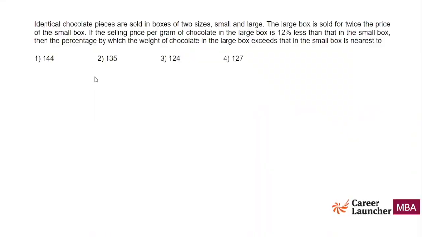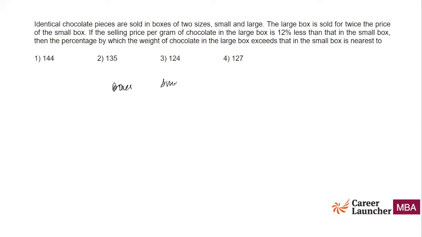Identical chocolate pieces are sold in boxes of two sizes, small and large. The large box is sold for twice the price of the small box. If the selling price per gram of chocolate in the large box is 12% less than that in the small box, then the percentage by which the weight of chocolate in the large box exceeds that in the small box is nearest to. So we have two types of boxes.